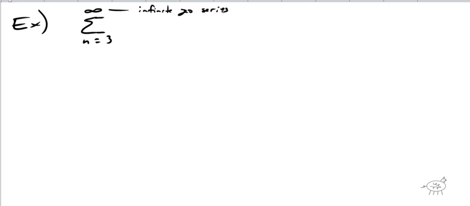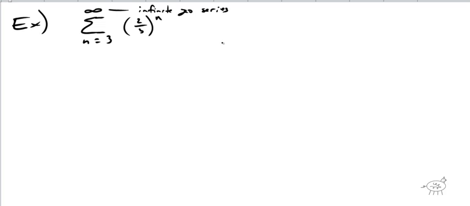If I have n equal to 3 to infinity, you can see right away I've got an infinity on top there, and that infinity means infinite geometric series. Got to recognize that. The other ones were between 3 and 5 or 3 and 10. This is an infinite geometric series. So it's 2/3 to the n power.